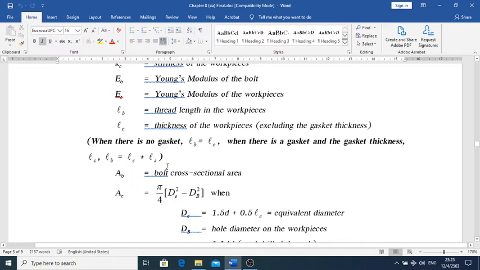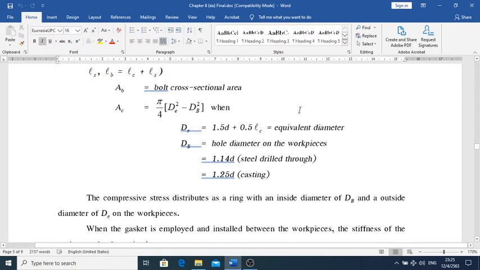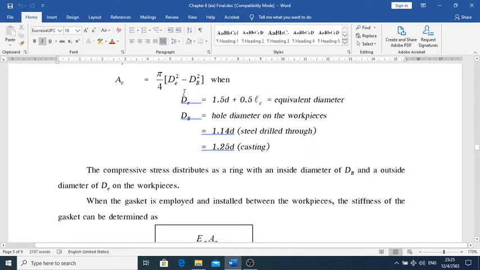Okay, so the gasket length is going to be L sub G, like that. And then A sub S is going to be the cross-sectional area, and A sub C is going to be equal to pi over 4 times d sub E squared minus d sub I squared, just like that, okay? So therefore, this is the case for the details of that.